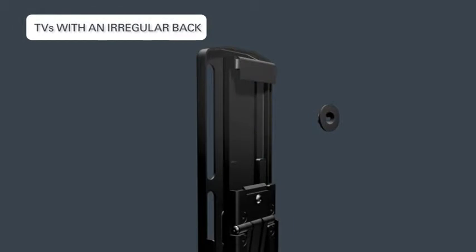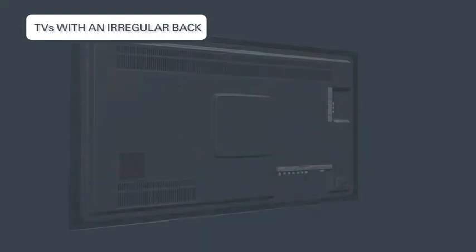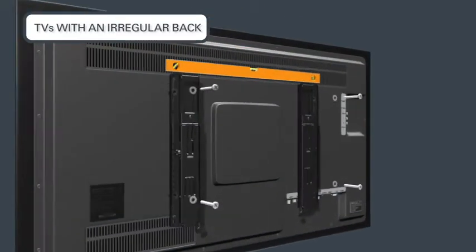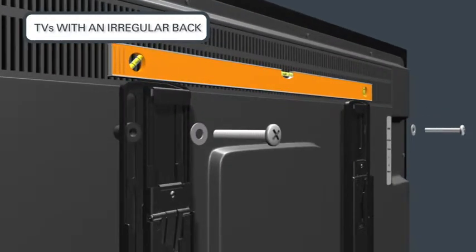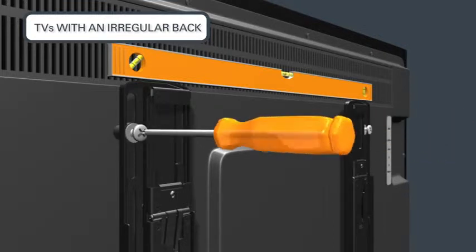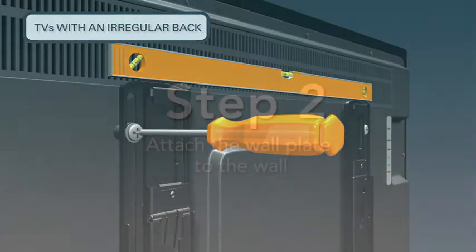If your TV has an irregular back, first determine which spacer size your installation requires. Then push the shoulder washer through the TV bracket opening and snap the washer into the spacer. Position the TV brackets on the back of the TV and ensure they are level. Thread the long bolt through the appropriate flat washer into the TV bracket, followed by the shoulder washer and spacer, and finally into the TV. Tighten the bolt with a Phillips screwdriver.